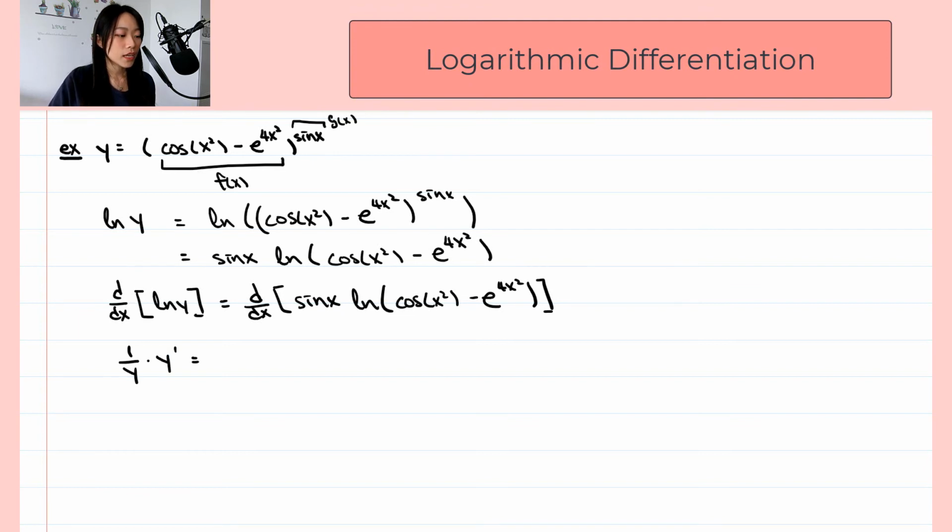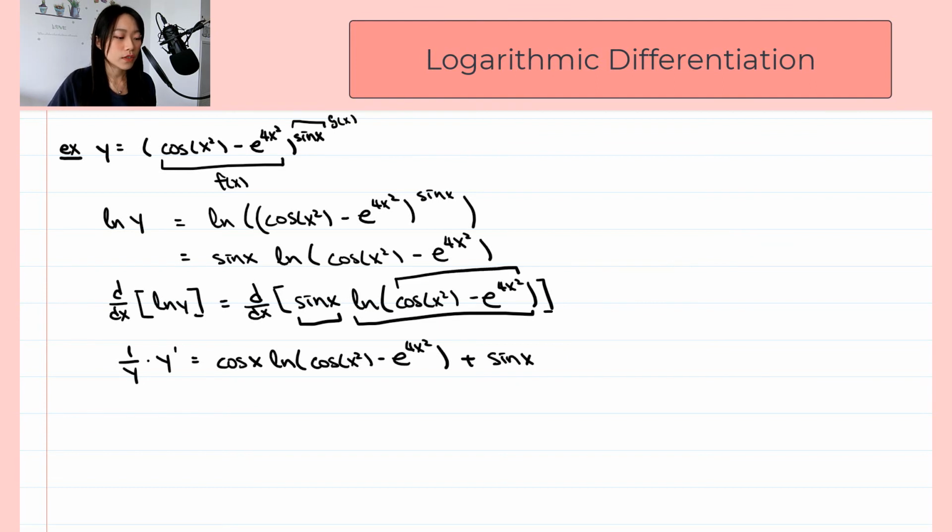Now the right-hand side, here we have a function of x times another function of x. So we'll use the product rule. So derivative of the right-hand side is cosine of x, which is the derivative of sine of x, times the second function, ln of cosine of x squared minus e to the power of 4x squared. And then plus the first function, sine of x, times the derivative of the second function. And the second function is ln of an inside function. So its derivative is 1 over the inside function.